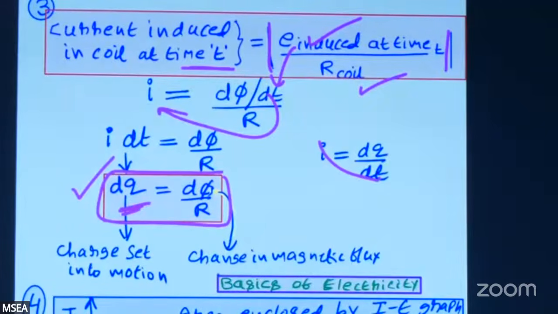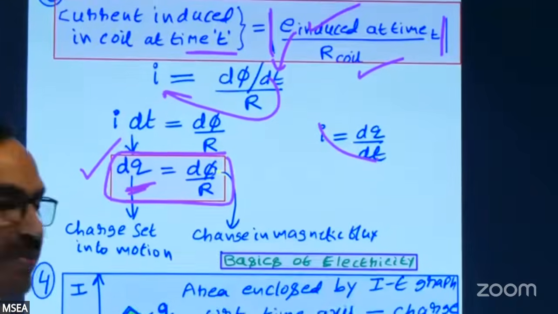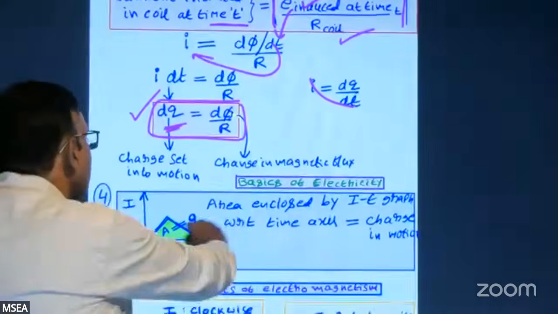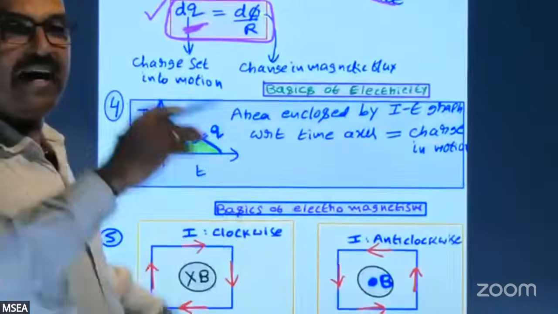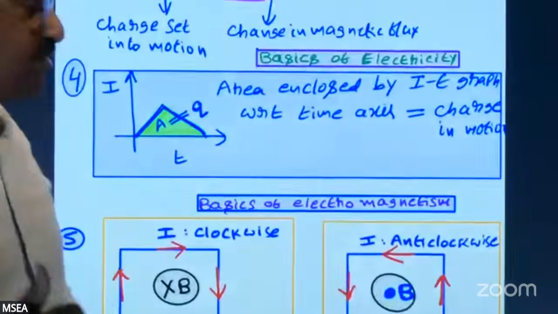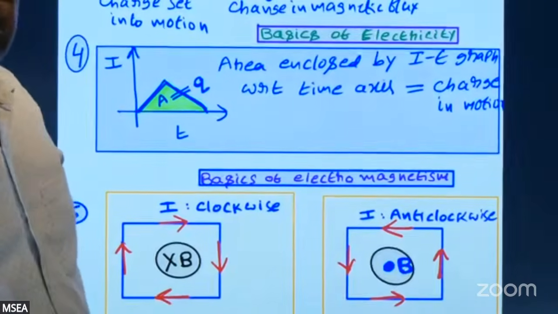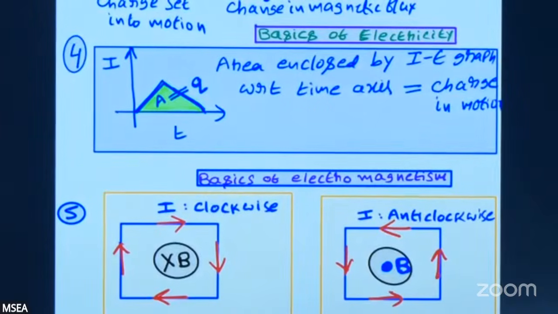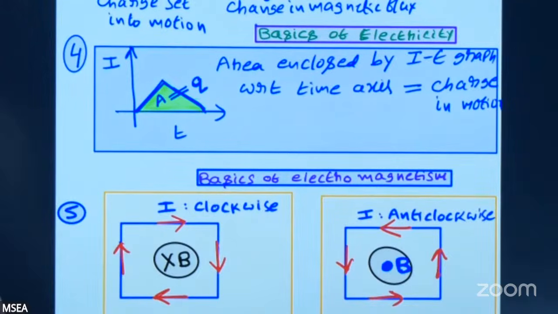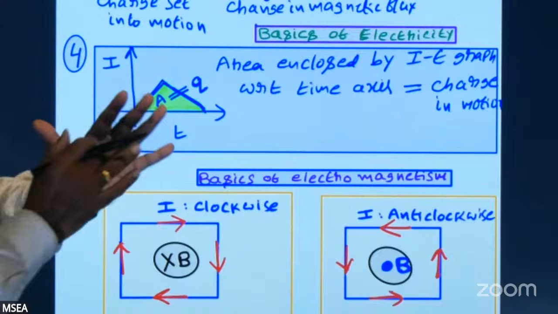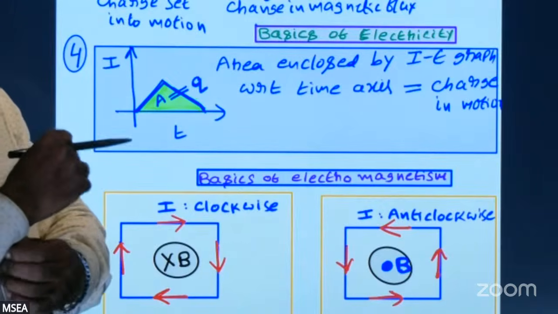Now, another small point from current electricity: suppose there is a current-time graph. Whenever there is a current-time graph, the area enclosed by the current-time graph with respect to the time axis will give you the charge. Every one of you knows that the area enclosed by the I-t graph with respect to the time axis will give you charge. So this is one of the points we have to use as a fundamental point as we proceed further. The other relevant point is from electromagnetism. Your teacher has arranged all the required points at one place in order to understand the topic.